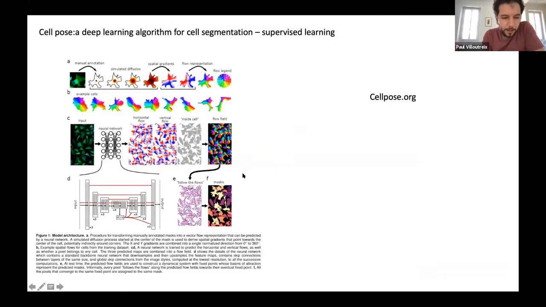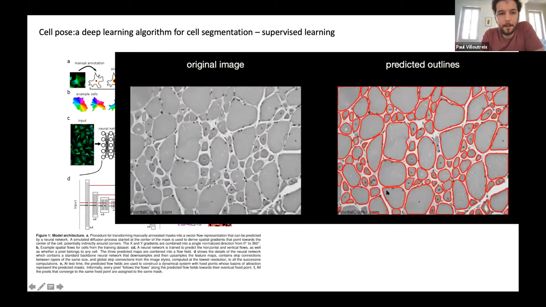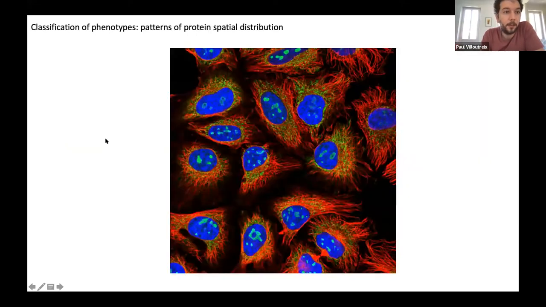Again, on segmentation, recently there has been lots of work on how to improve segmentation with different kinds of deep learning architectures. So this one is based on UNet, it's called CellPose, and it's working quite well. Online, you can put your image and you get a prediction of the segmentation. Another task is the classification of phenotypes. So if you take two microscopy images, or two cells within one microscopy image, you can ask if they belong to the same phenotype or if they are different. So this is a classical classification task that you find everywhere in machine learning.